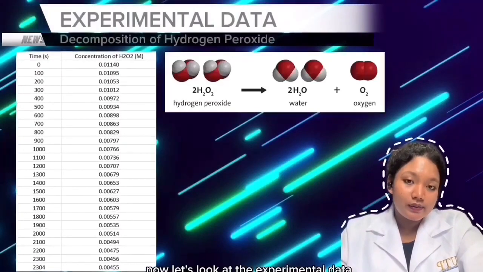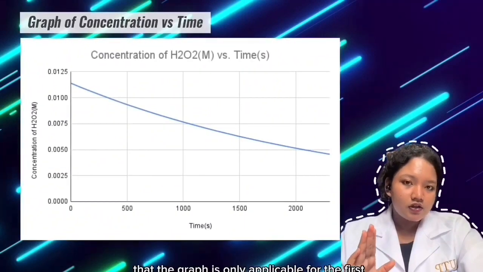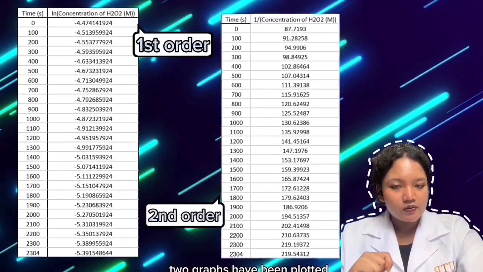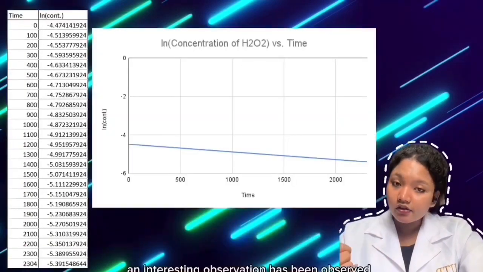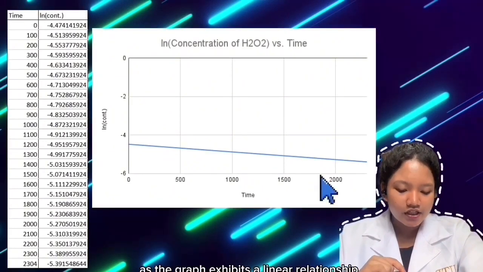Let's look at the experimental data that we have obtained from the experiment. It is important to note that the graph is only applicable for the first and second order of the reaction. Two graphs have been plotted again to differentiate between the first order and the second order. An interesting observation is that the graph exhibits a linear relationship.